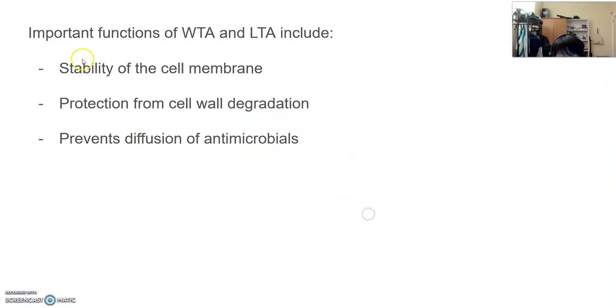Alright, so now we're going to talk about the important functions of these teichoic acids. As I said before, they stabilize the cell membrane, protect the cell wall from degrading, and prevent diffusion of antimicrobials or antibiotics. So they play a very vital role in external aggressors and phage binding, just anything that binds with these gram-positive bacteria. The teichoic acids are going to play a role in it.